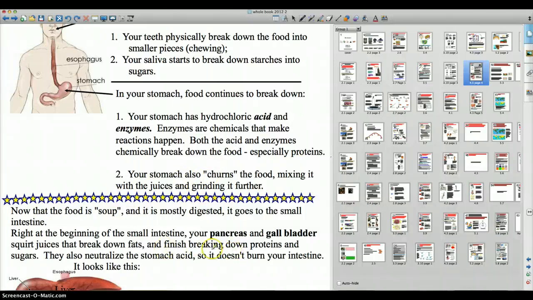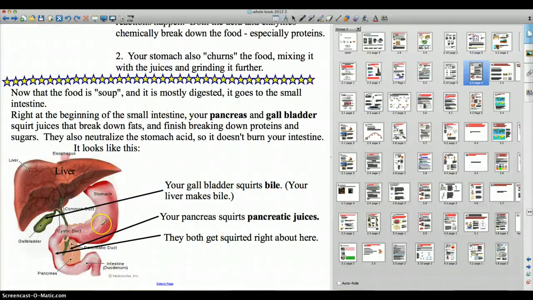The soupy food goes into the small intestine. Once in the small intestine, your gallbladder shoots bile, which breaks down the fats and stops the stomach acid. The pancreas shoots out pancreatic juices that finish breaking down proteins and sugars.